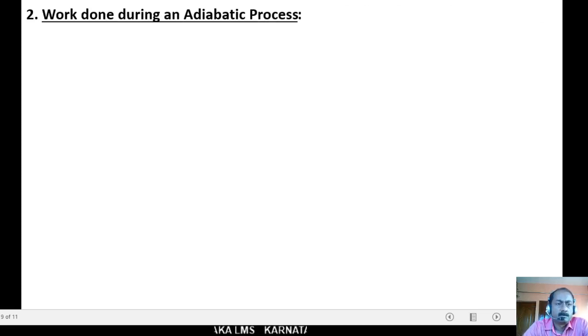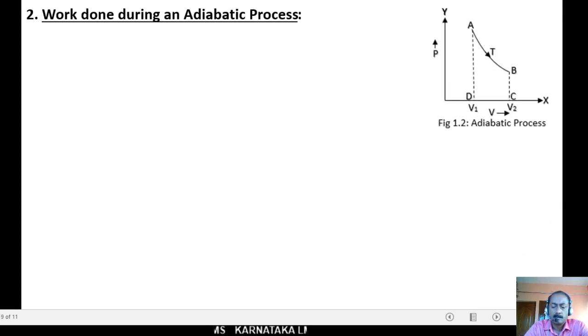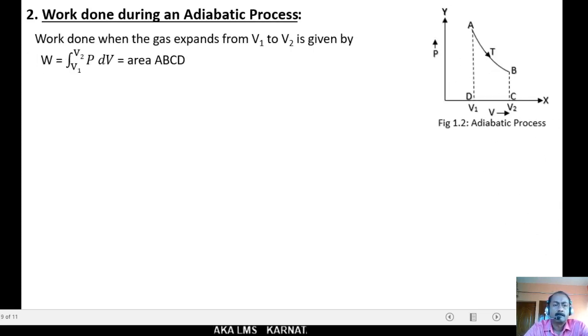Let me move towards work done during an adiabatic process. Work done when the gas expands from volume V1 to volume V2 is given by the formula: work done is equal to the integral of P dV between the limits volume V1 to V2. Here the area under this adiabatic curve on the PV diagram, ABCD, represents the work done by the system.